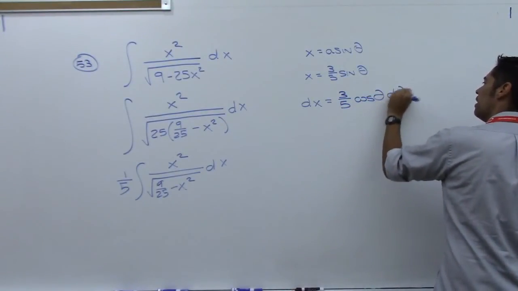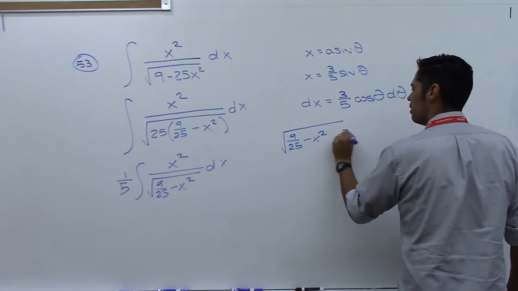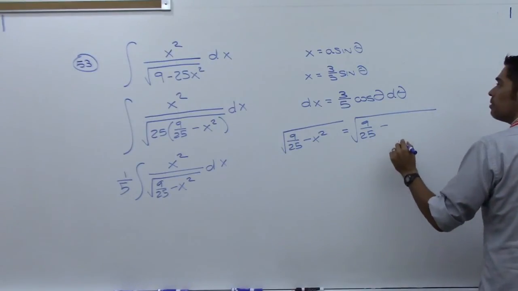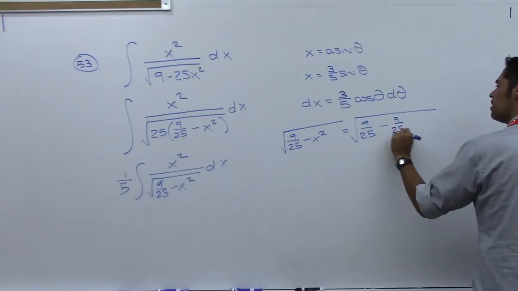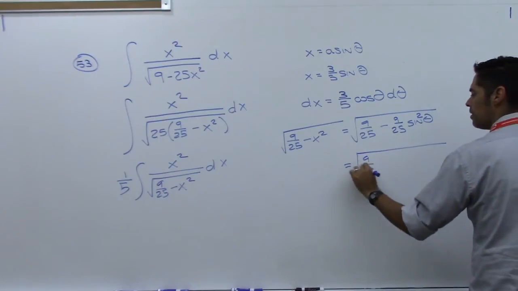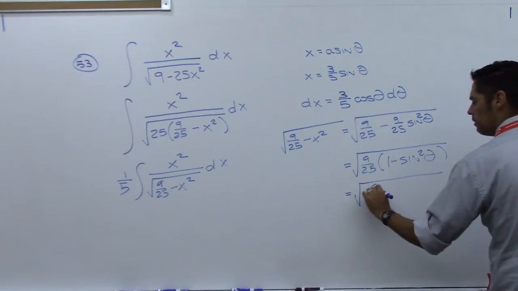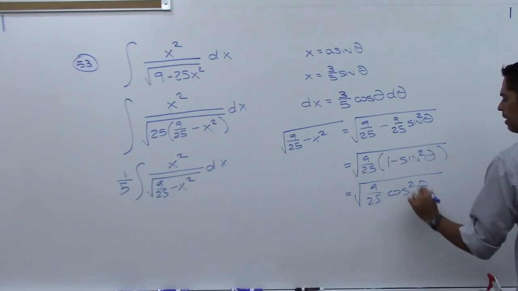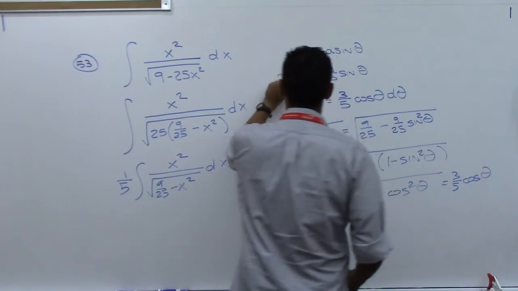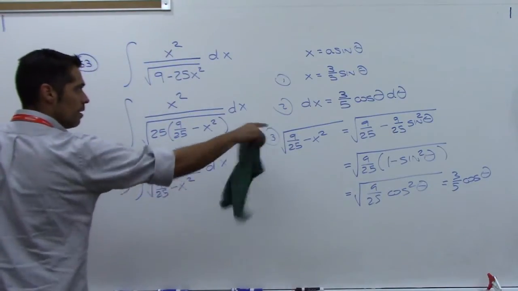No worries. So we take the derivative, and then we determine what the square root part of this is, which is this. Now we have to square our x. So when we square our x, we get 9/25 sine squared theta. We factor out our 9/25. We get 1 minus sine squared theta, and then convert that over to cosine squared theta. And at that point, we can say it's 3/5 cosine theta. All right, so we've got our 3 parts here. And now we're just going to rewrite the integral with all that information.